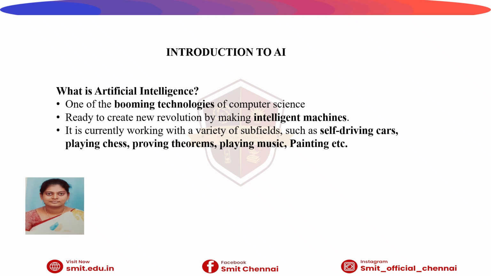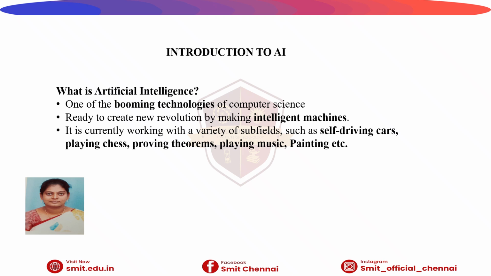First, let us see what is AI. Introduction to AI. Actually, what is artificial intelligence? Intelligence with respect to human beings, we call it natural intelligence. If we replicate the same kind of intelligence in machines like robots, we call that intelligence artificial intelligence. It is one of the booming technologies of computer science. It is ready to create a new revolution by making intelligent machines like robots.